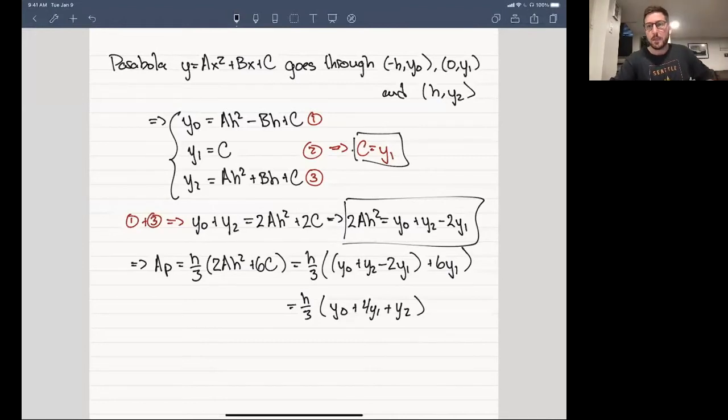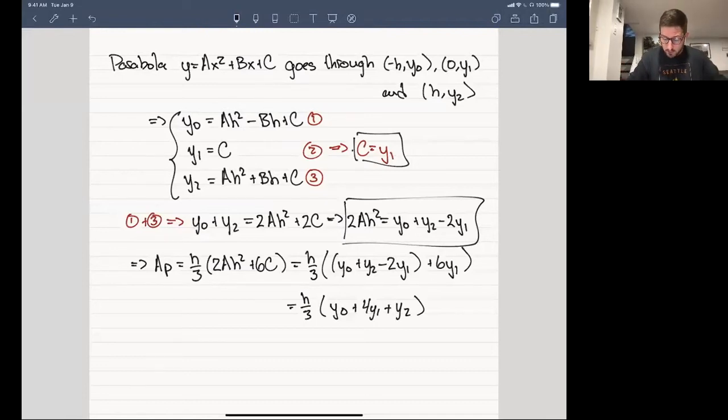Now, here's the thing. We can repeat this for any values in h. We can take that parabola. What I did is I centered my parabola at 0, so the vertex is at 0. But if I move it left and right, nothing is going to change. The area underneath the curve is still going to be the same. I just recentered it at a different place. That comes from the fact that the x's never show up in this equation. It's the values of y0, y1, and y2, which are determined by the original function.